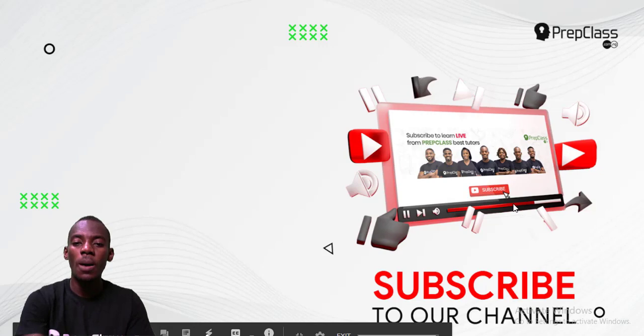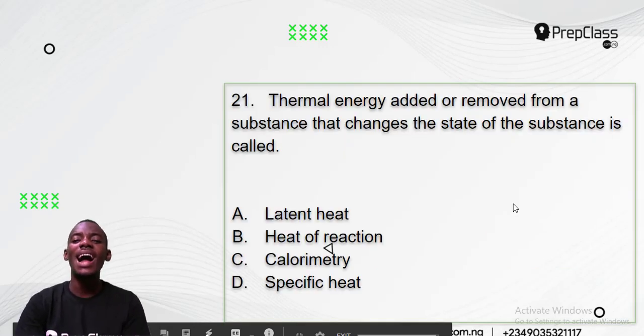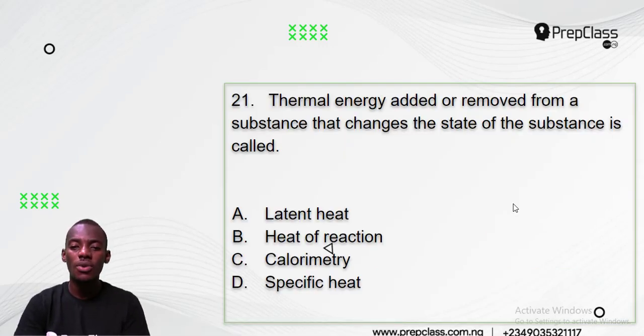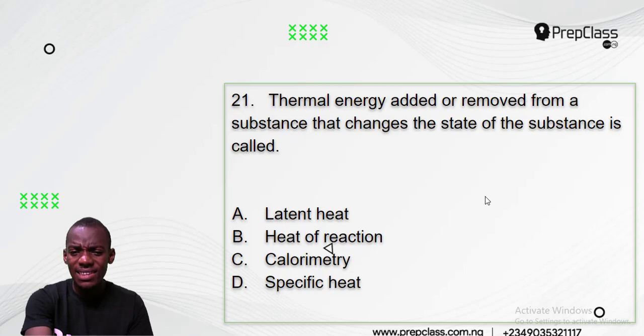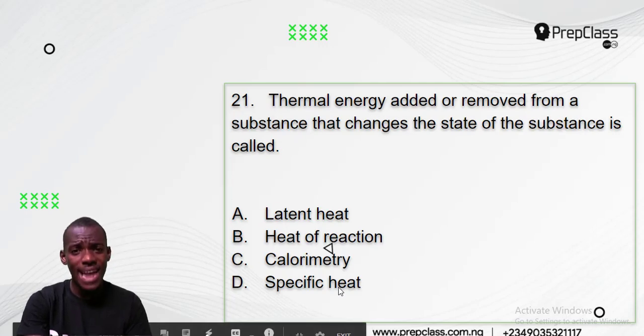Now let's check out number 21. Thermal energy added or removed from a substance that changes the state of a substance is called what? Thermal means heat, so thermal energy means heat energy. If you add heat to a substance and the substance state changes, what is that heat called? Is it latent heat, heat of reaction, calorimetry, or specific heat? Do you have any idea?